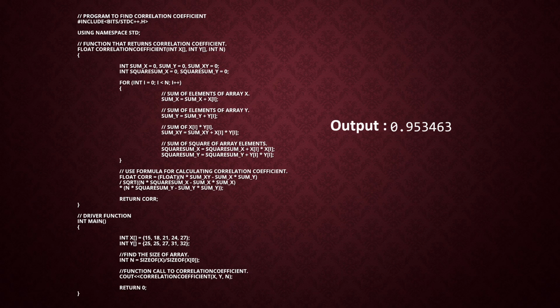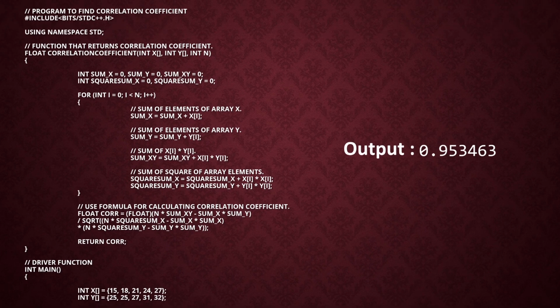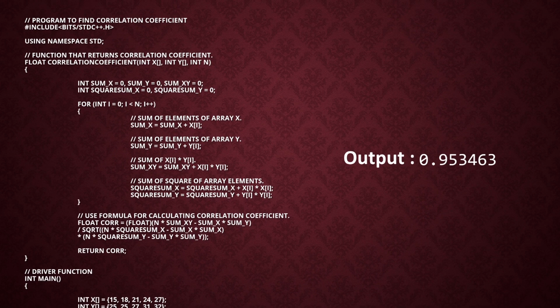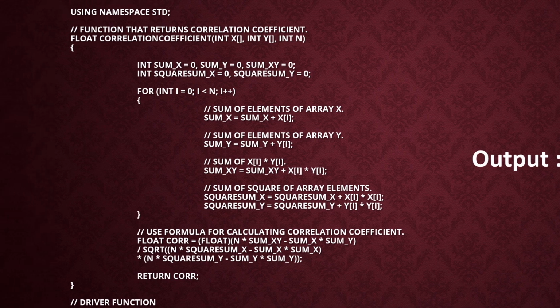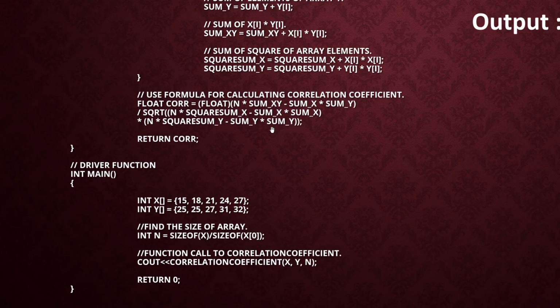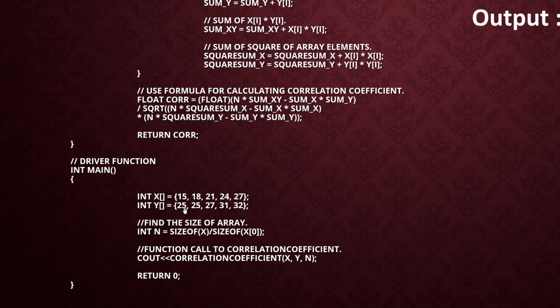This is the program to find correlation coefficient using C++. Here we declare the variables we want to find: int sumX equal to 0, sumY equal to 0, sumXY equal to 0, and then you can declare sumX, sumY, sumXY. This is the driver function where you input the values of x and y, and you will calculate the correlation coefficient.